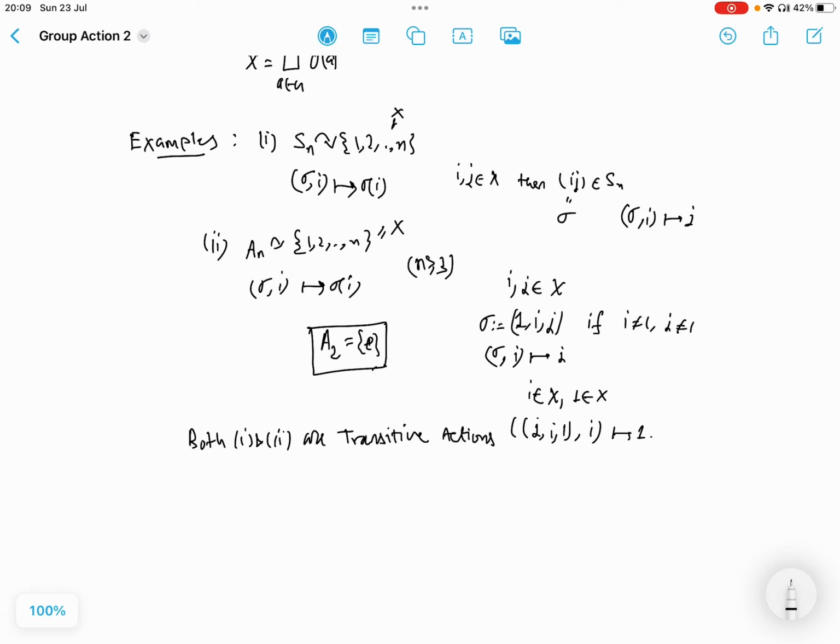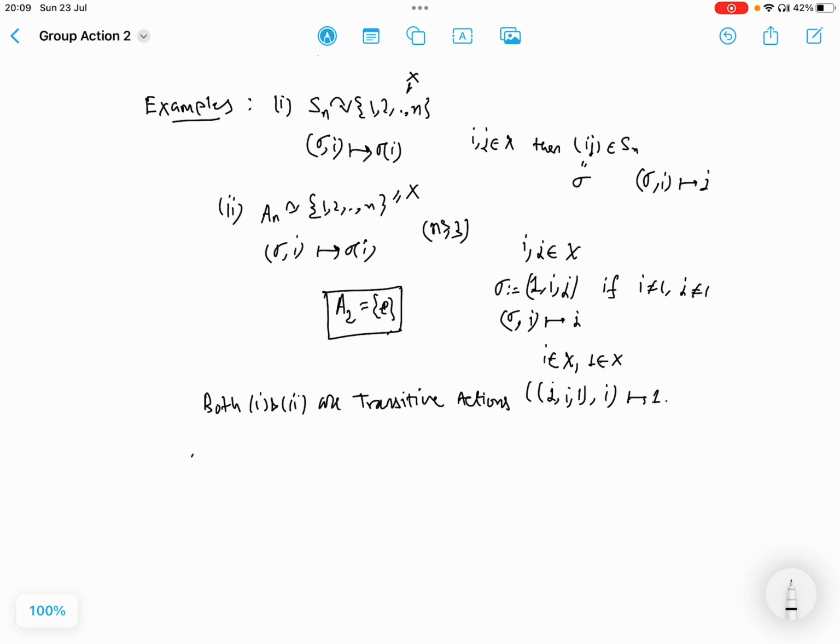These are two very basic examples. And another example of a group action, which we'll need in the next videos, is this. Consider a group G and a subgroup H, and act G on the set of all left cosets. This is the collection of all left cosets of H in G. So this action is again pretty much the left multiplication.